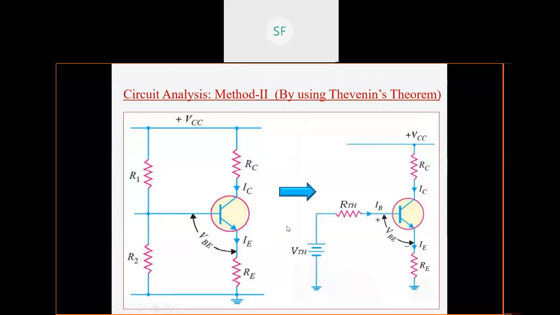so this is the simple introduction to this particular theorem. मतलब आप क्या करोगे, जो भी आपको सर्किट गिवन है, you will first find its RTH and VTH, and then you will do the circuit analysis afterwards.